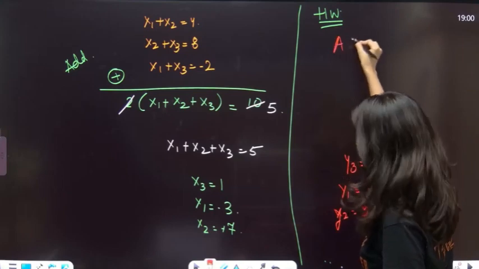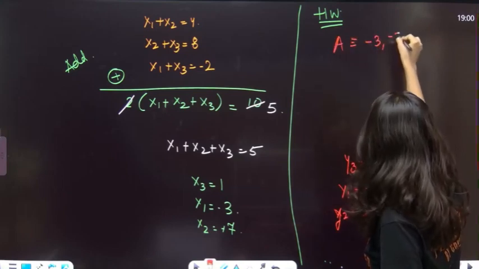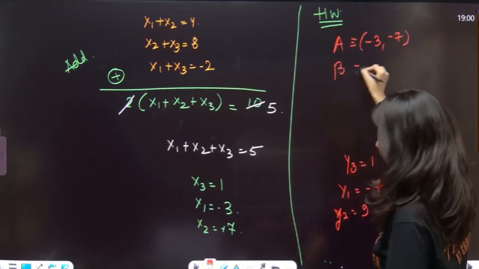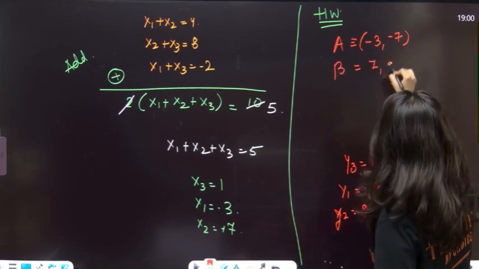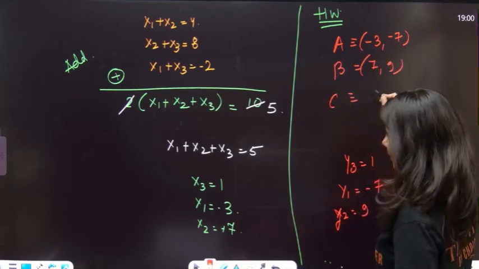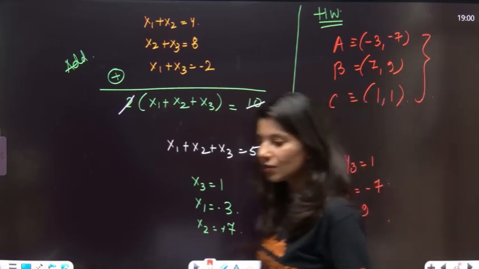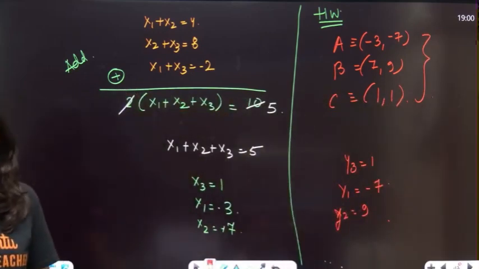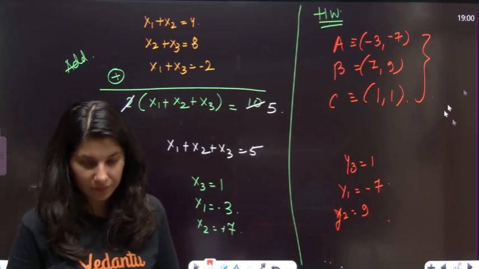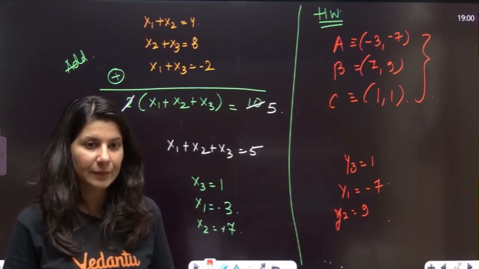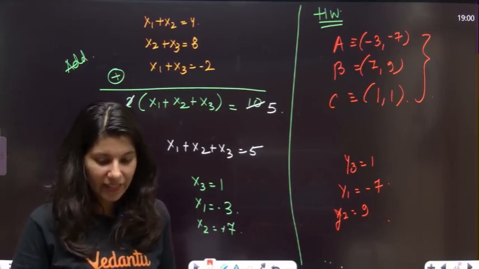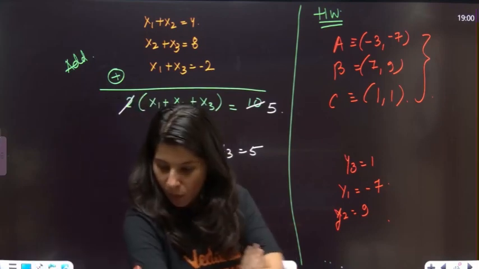So now you have got A, B and C. A coordinate will be minus 3 comma minus 7. B coordinate will be 7 comma 9. And C coordinate will be 1 comma 1. These are the coordinates of your triangle. Clear, everybody?